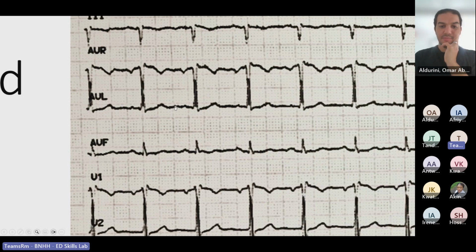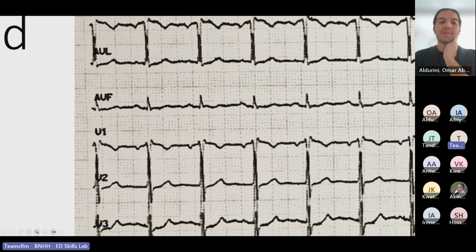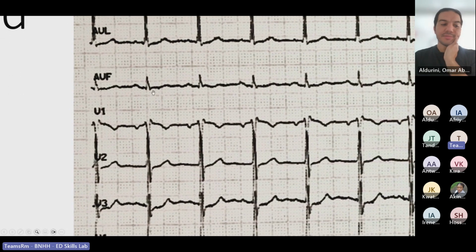This is the TP line. It's just depressed, okay. But it's not a significant depression. Yeah, because it's almost less than 1 millimeter. Okay. What about aVF? There is no change. I mean, no change.